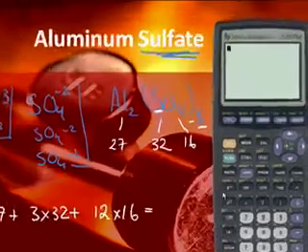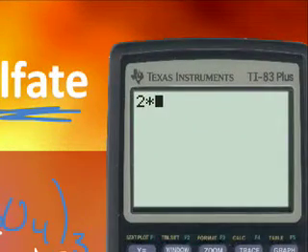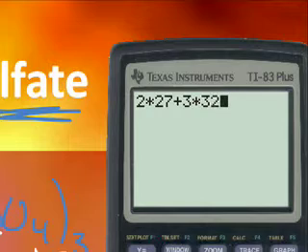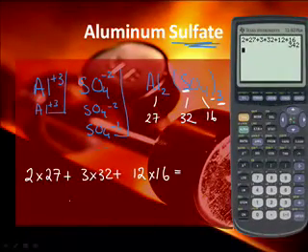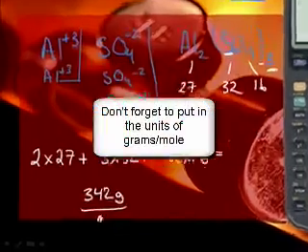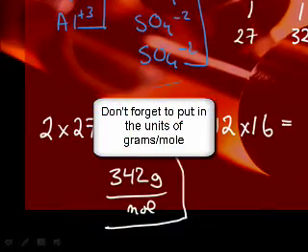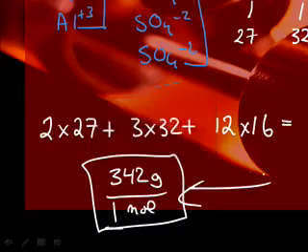So let's go to the calculator. 2 times 27 plus 3 times 32 plus 12 times 16. I like to do it all in one step, young people, because that helps us figure out the answer, and then you make fewer mistakes, I really believe. And we get the big answer of 342 grams per mole. No naked numbers. Put those units in there. So that's how you find molar mass.